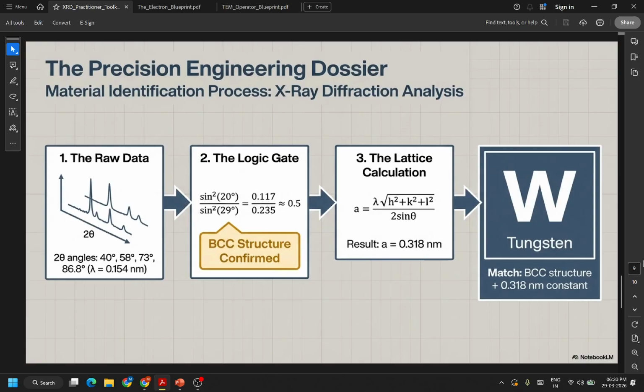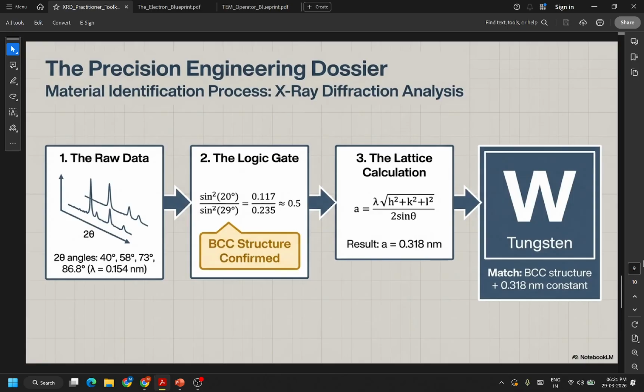So you take the raw data, you calculate sine square theta values and you take the ratio. And from their ratio you get the lattice structure. Then you calculate Miller indices, and from there you can calculate your lattice parameter: lambda under root h square plus k square plus l square by 2 sine theta. So that will give you your lattice parameter, and from there you know the lattice structure and the lattice parameter.